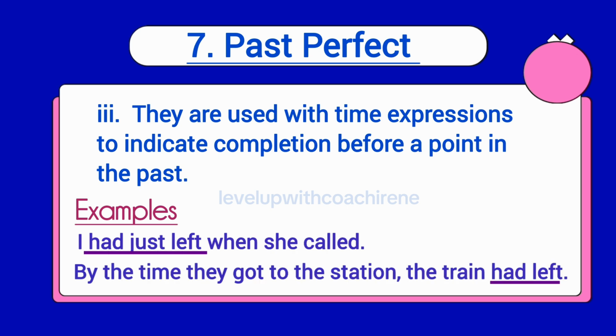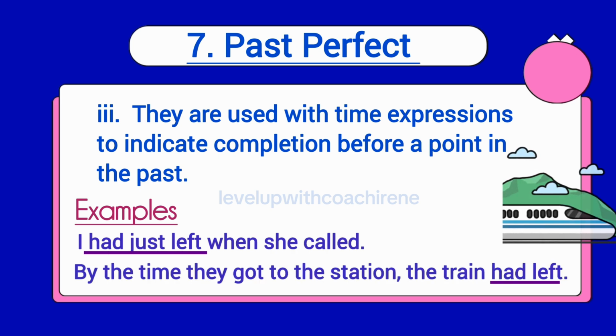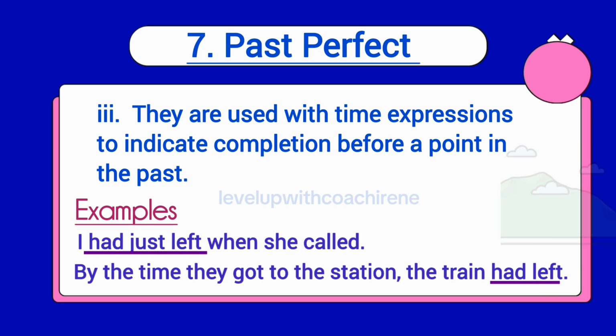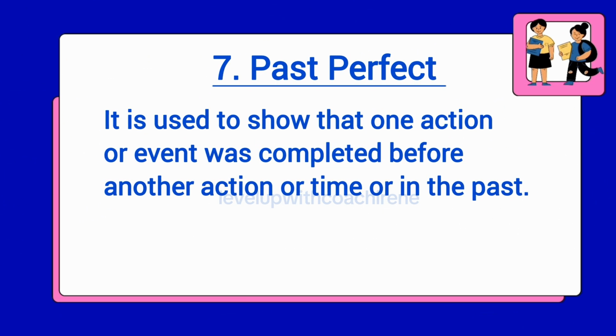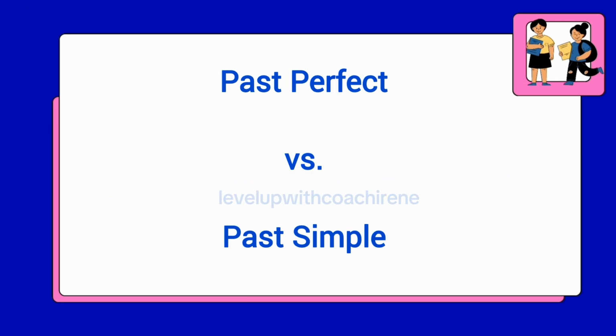By the time they got to the station, the train had left. The past perfect tense is useful for clarifying the order of events in the past, especially when it might otherwise be unclear. Let us compare the past perfect and the past simple.